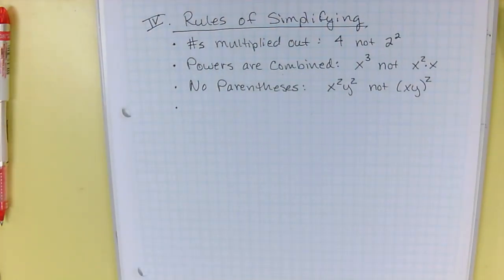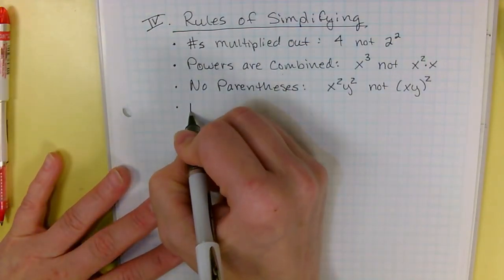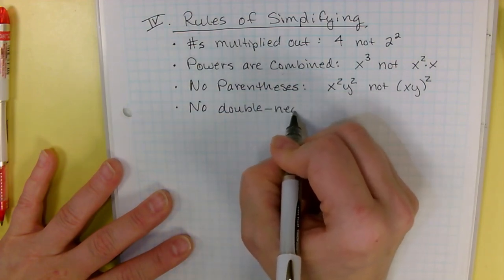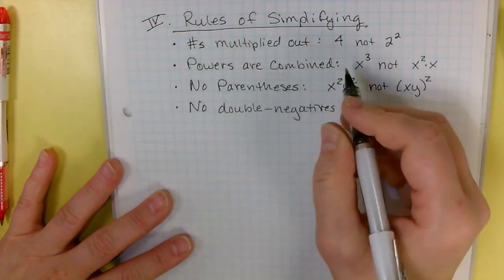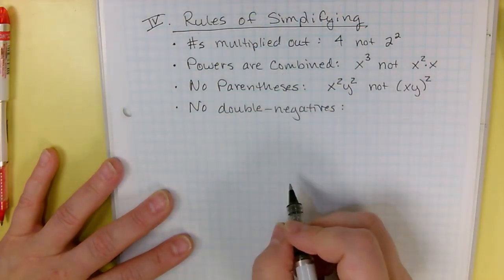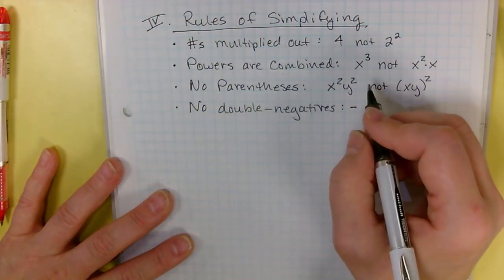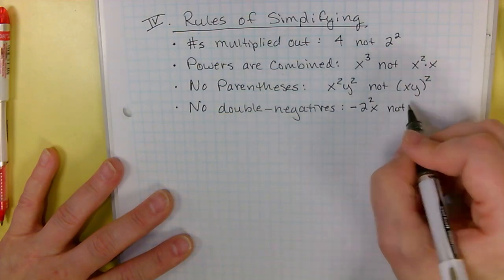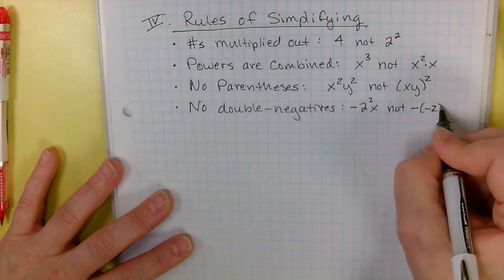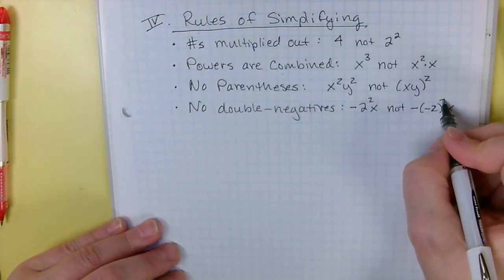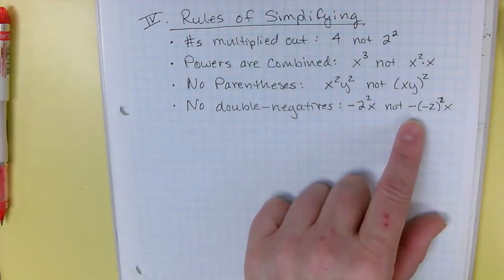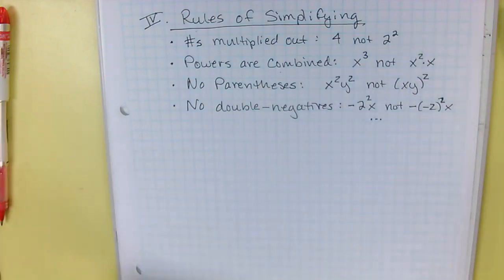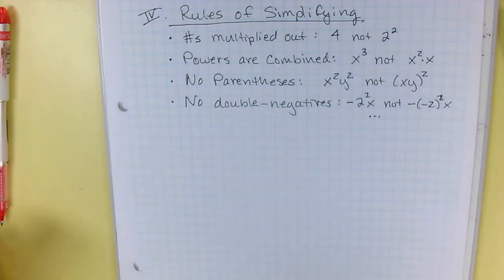Now, this fourth one, I bet you already know, because it's a lot of what we do with regular simplifying. There can be no double negatives. No double negatives. So you can have a negative 2 squared x, but not a negative (-2) squared x. So if you've got a negative in with the 2 and a negative out in the front, you've got to simplify that. And keep going, because you can't leave the number that way.